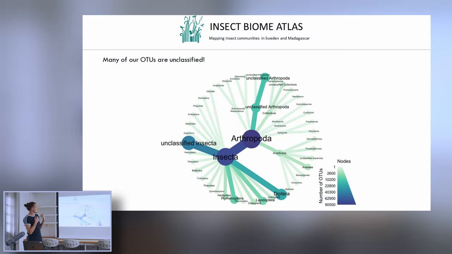So I'm just going to jog your memory and reiterate what we mean by an OTU. An OTU is a group of very genetically similar organisms, and in this case for this talk, we can think of them as representative species.